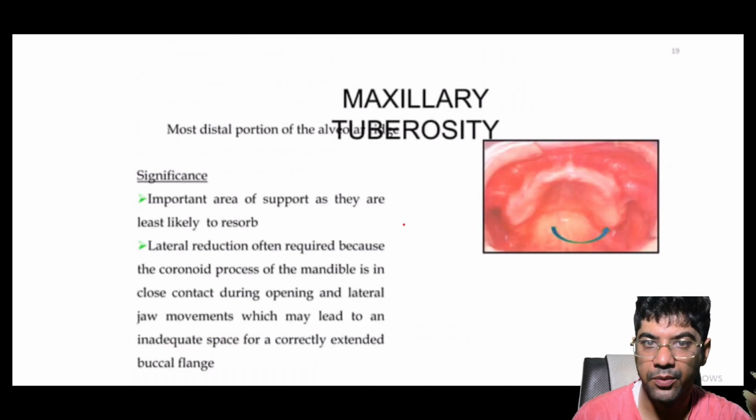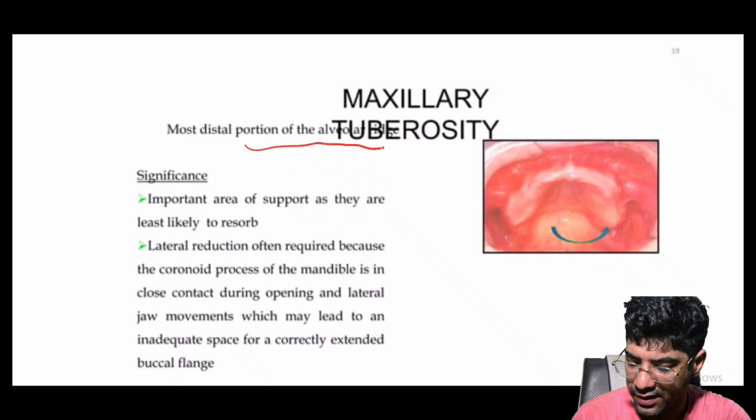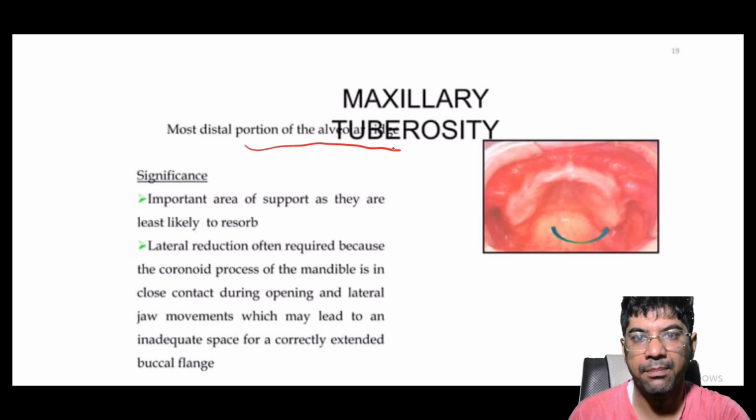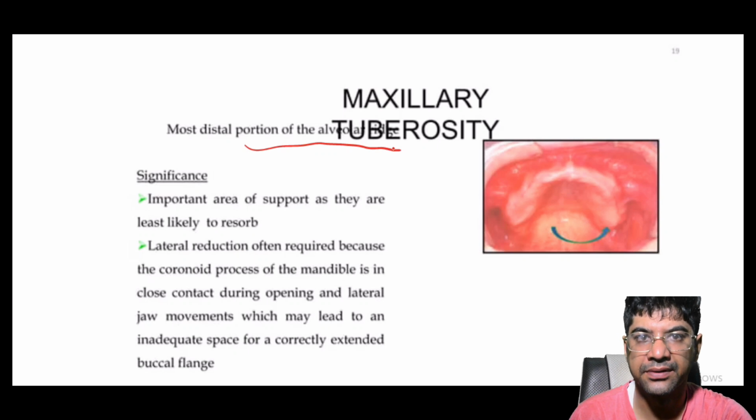Other is the maxillary tuberosity. The maxillary tuberosity is the most distal portion of the alveolar ridge. It is a bulbous extension of residual ridge in the molar region that is important for support. Remember, the denture base should cover the tuberosity and fill the hamular notch, providing stability and resistance to lateral forces.